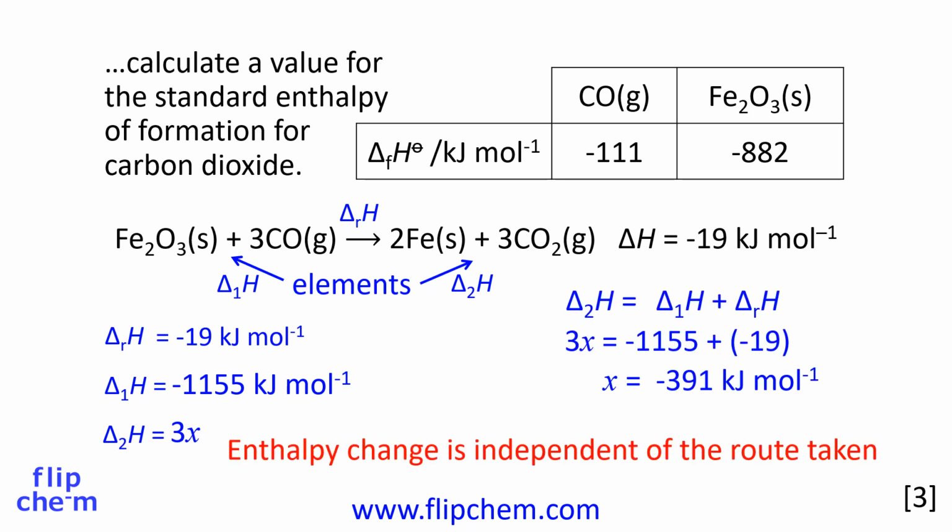Next, we apply Hess's law. Enthalpy change is independent of the route taken. This means that delta 2H is equal to delta 1H plus delta RH. Substitute the values in and solve to find X. The enthalpy of formation of carbon dioxide is minus 391 kilojoules per mole.